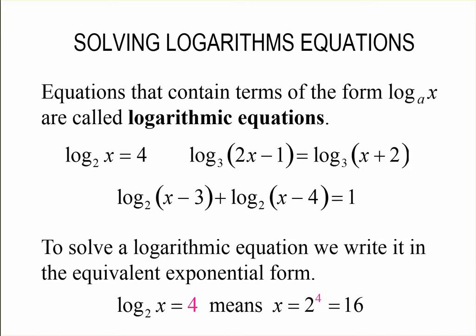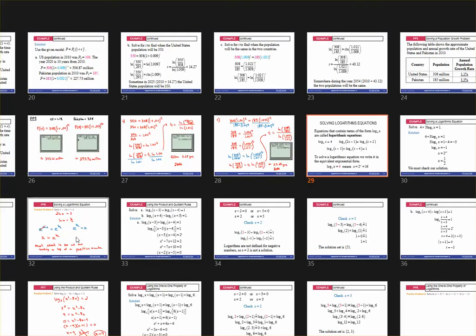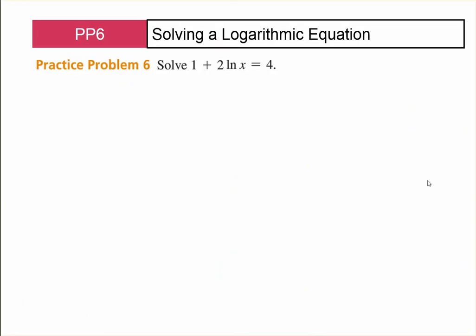Okay, I'm going to give you maybe one of each type so we see it, and then we'll see if we have any time for other things. I still want to get to the inequalities here, so a little bit of a push to get there. Practice problem number 6. I need to solve this. So it's 1 plus 2 ln of x is equal to 4.